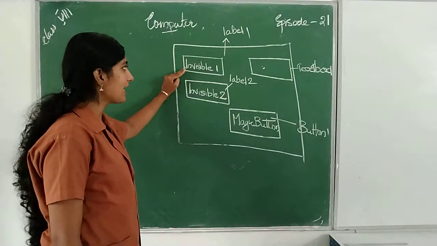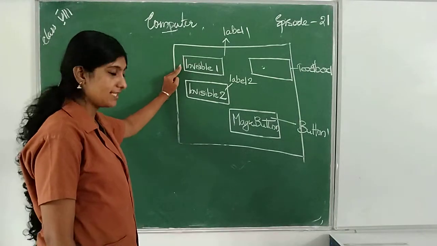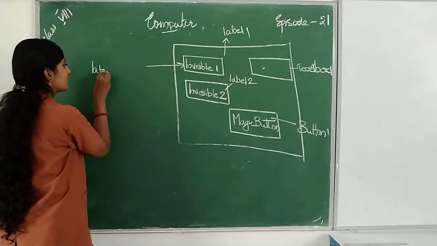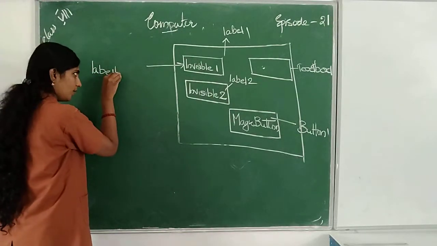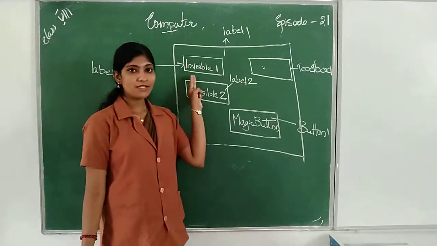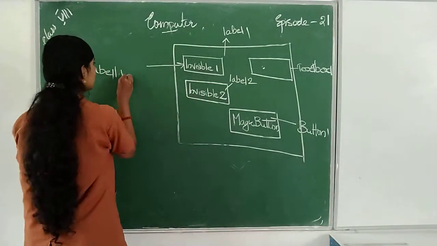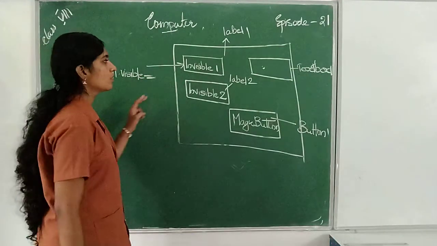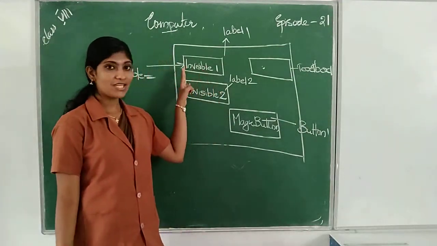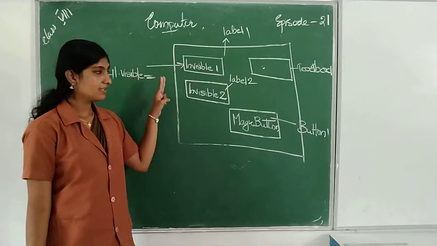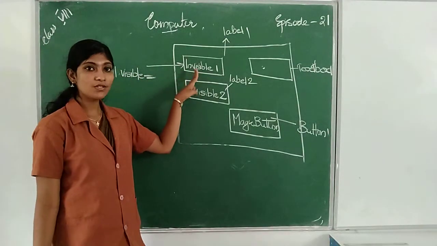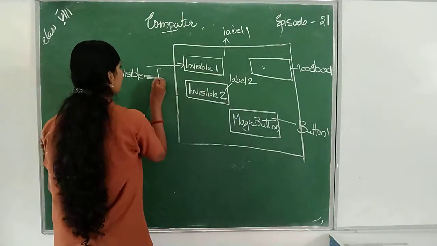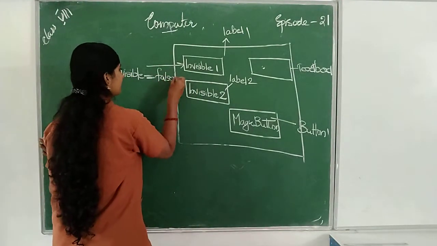The code for making the label invisible is Label 1, dot, the property is Visible, equal to. If it is True, then the label is visible. But if we write False, the label will not be visible during runtime. So we have to write False.